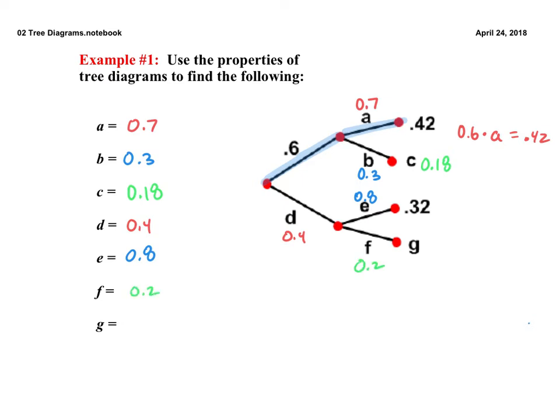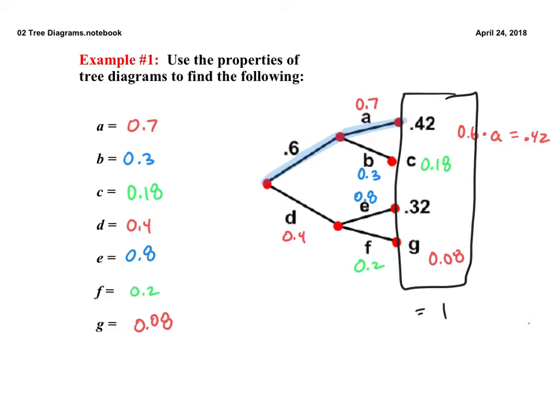And then G is our last one. G is going to be the multiplication of D and F, and that will be 0.08. Now, if you add up all of these values that we got right here, those must equal 1, which they do, and that just represents all of the possibilities that we have.